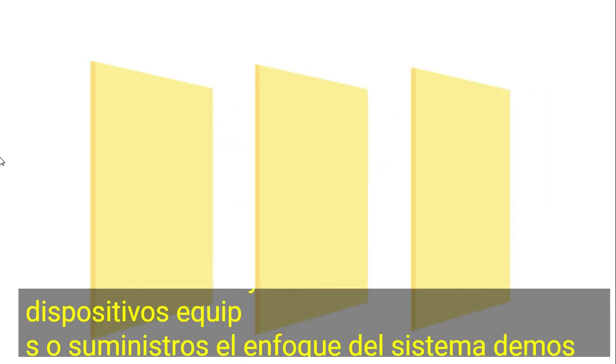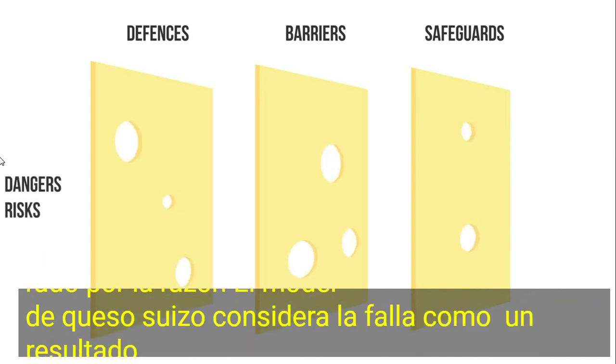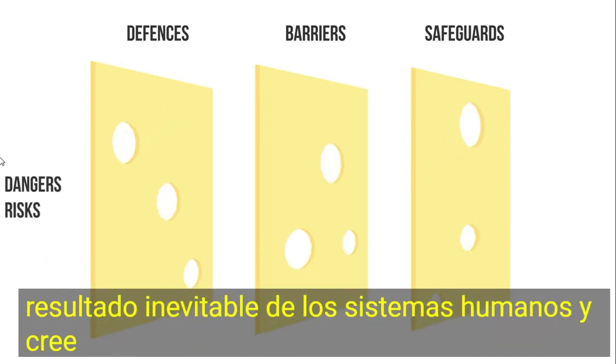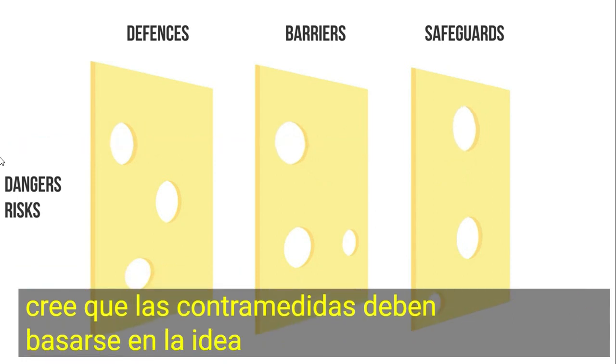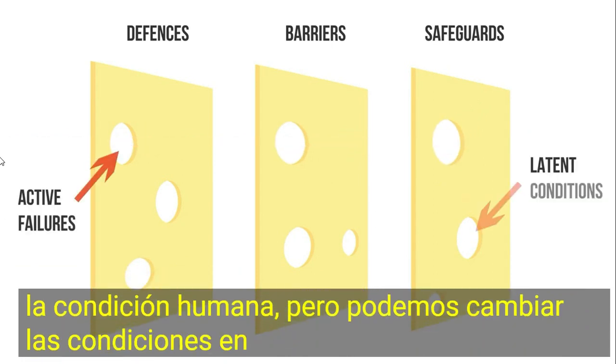The systems approach demonstrated by Reason's Swiss cheese model regards failure as an inevitable result of human systems and believes that countermeasures should be based on the idea that we cannot change the human condition, but we can change the conditions under which humans work.